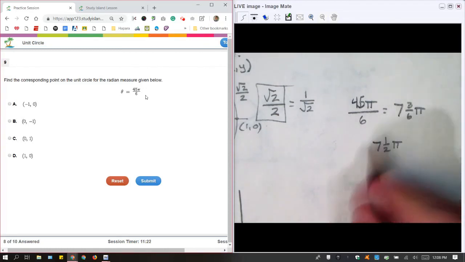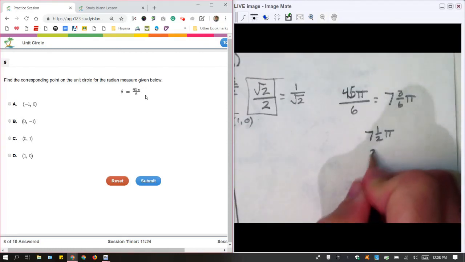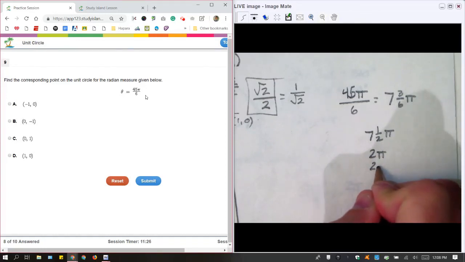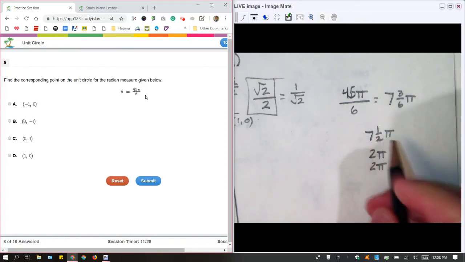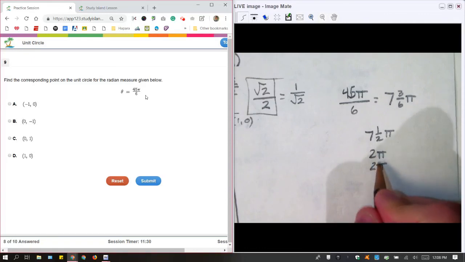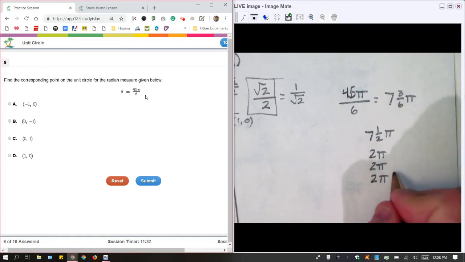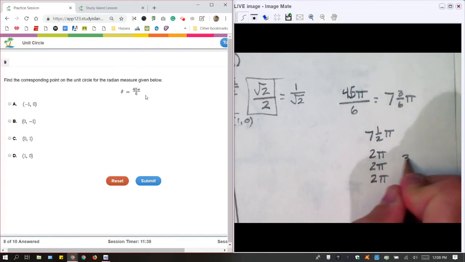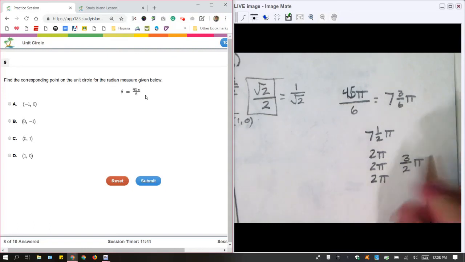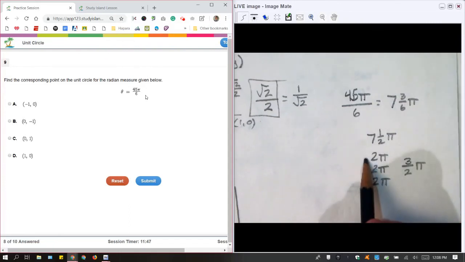So how many times do we go around a full circle? Well, 2 pi would make one full round of the circumference. 2 pi and 2 pi, that's 2 full. Another 2 pi, that's 3 full lengths of the circle. So that's 6 pi. So we now have 1 1/2 pi, or if you will, 3 halves pi remaining. So we have 2, 4, 6, and then another 1.5 makes our 7.5. We're going to start over after a full length. So 3 halves pi is what we're looking for.